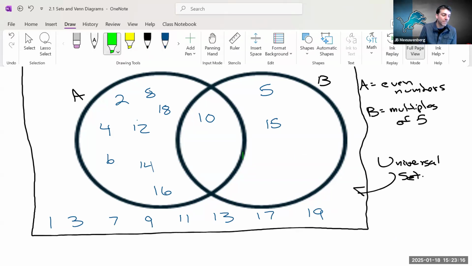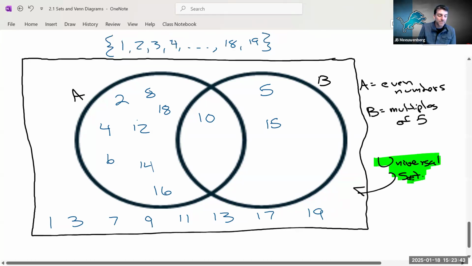Is that what you had? Check it out. All of our even numbers, 2, 4, 6, 8, 12, 14, 16, 18, and 10 are all in the circle on the left. 5, 10, and 15 are all in the circle on the right. And then all our odd numbers that were not multiples of 5, 1, 3, 7, 9, 11, 13, 17, 19, they were in the universal set, but they had to go outside the circles.